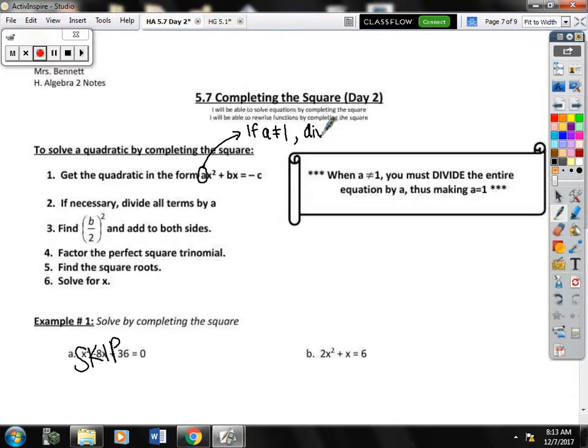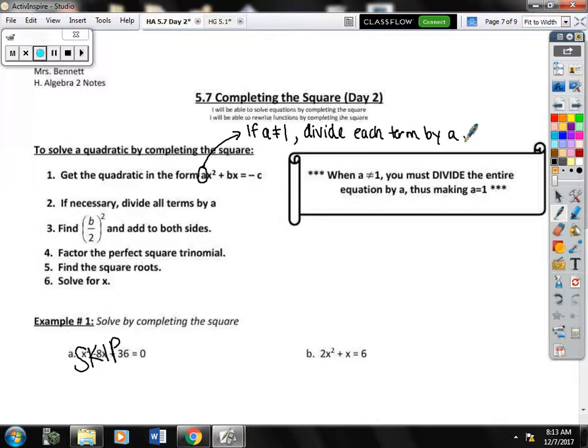by dividing each term by a. So if we see a 2, we'll divide everything by 2 on both sides of the equation. If we see a 3, we'll divide by 3 and so on. And then we'll solve just like we did before.